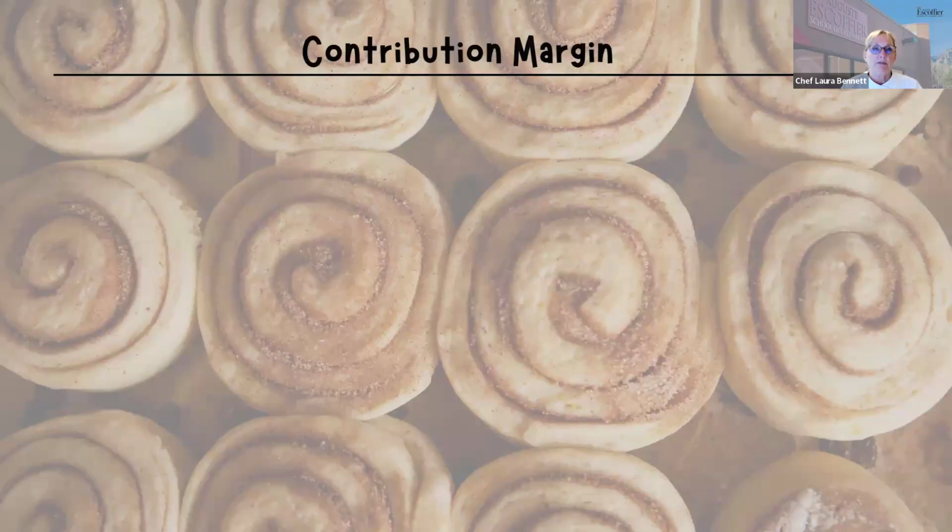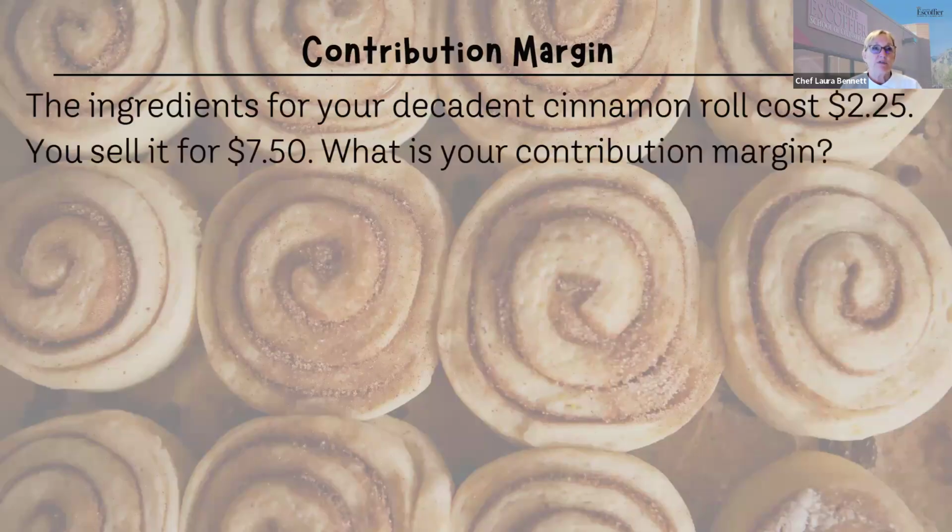All right, so we're going to do a couple of these. The ingredients for your decadent cinnamon roll cost $2.25. You sell it for $7.50. What is your contribution margin? All right, we're taking our sales minus our cost, and it's going to give me my contribution margin, which is $5.25.